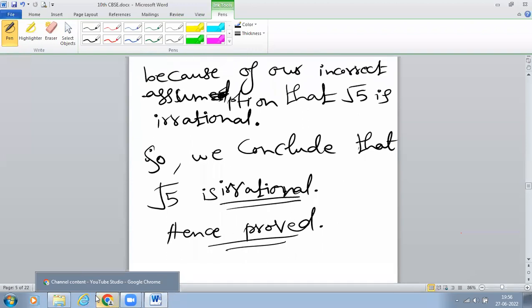Is it easy now? Yes, sir, that's easy. Please listen. Today, kindly practice these two sums. We have seen proving root 5 is irrational. Similarly, we have to prove root 3 is irrational. Do both the sums as homework. Please practice without seeing. It will be helpful for your exam.